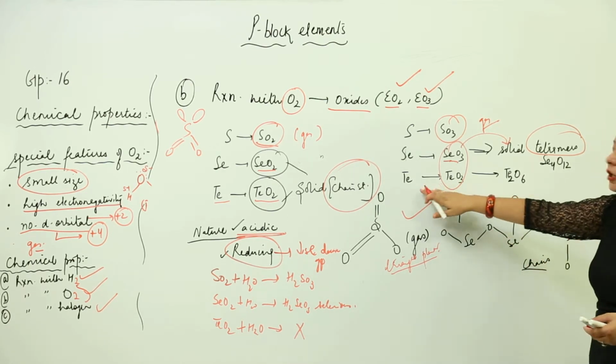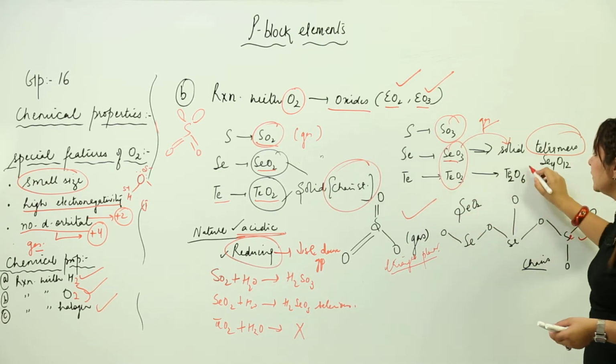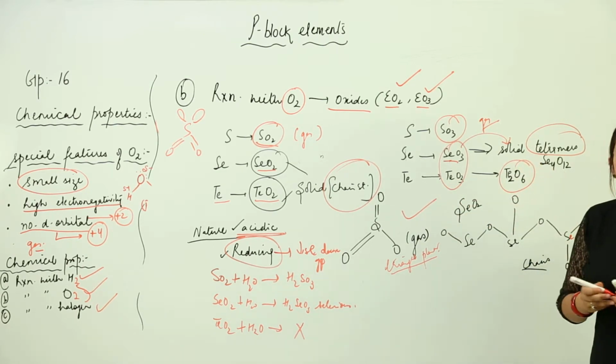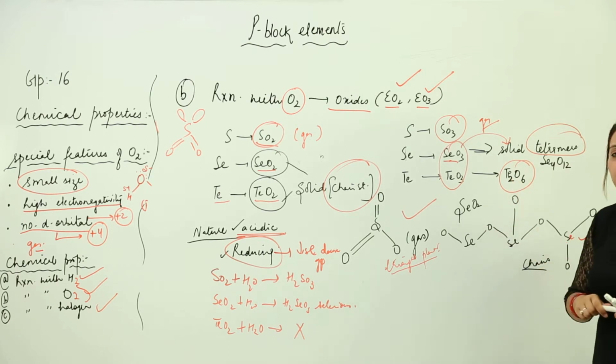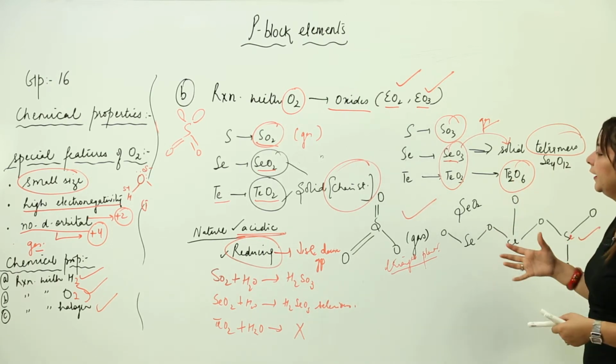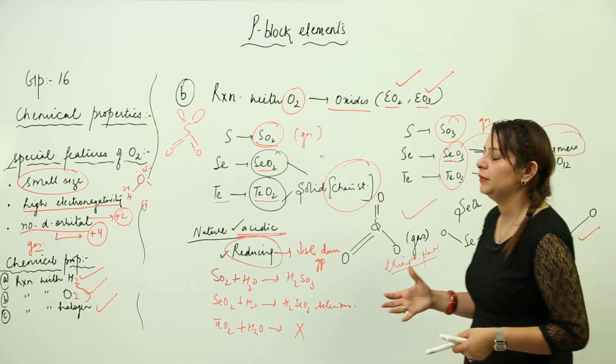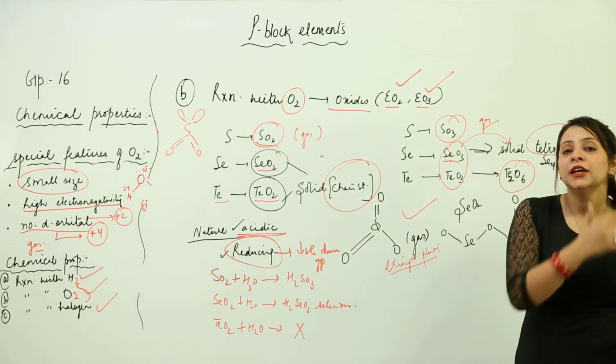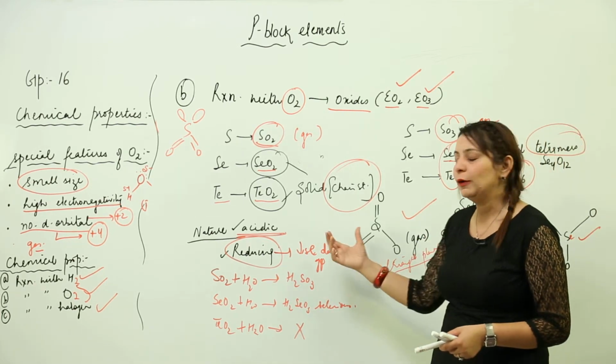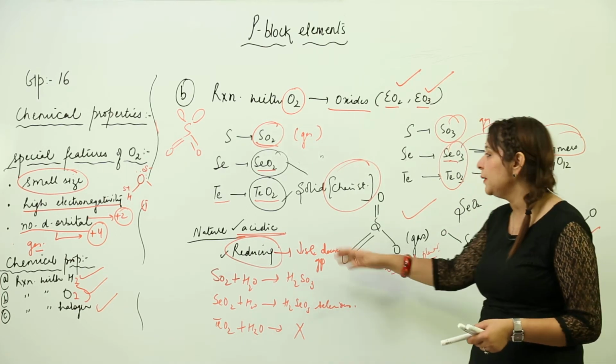Similarly, if we talk about tellurium trioxide, it exists as a dimer. The 2 molecules get attached in order to form Te2O6. So this is how they react. That means they form dioxide and trioxide. You know about the geometries also. You know about the acidic character also, and the reducing, the same happens here.